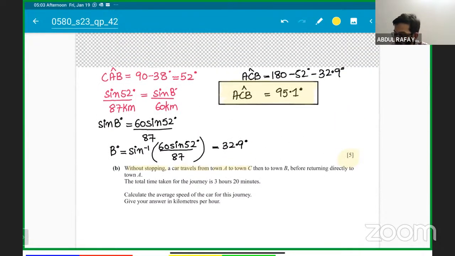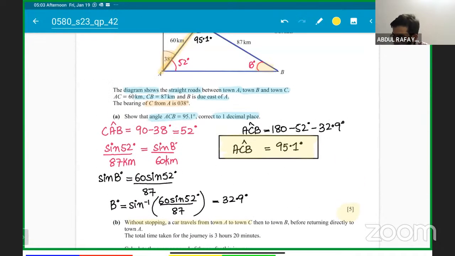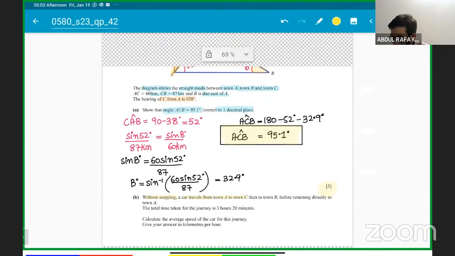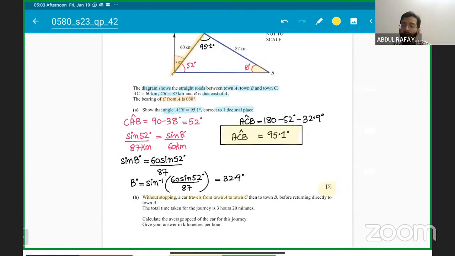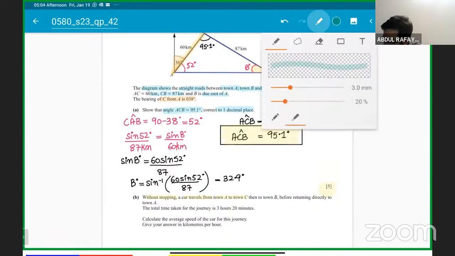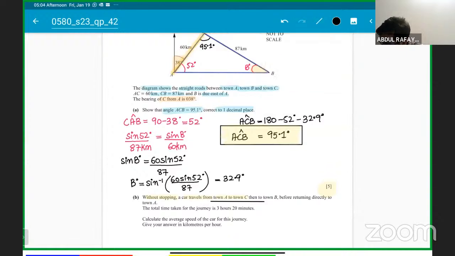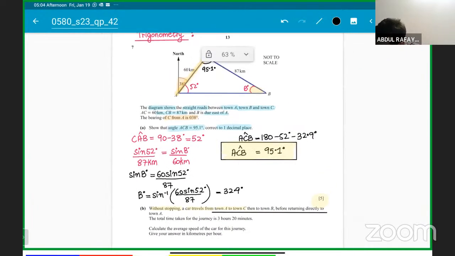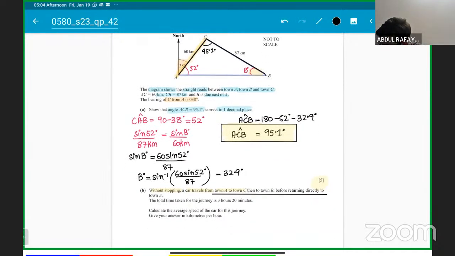Okay, let's continue. Once we have found all the angles, now without stopping, follow carefully. The sine rule is applied. Definitely if they have tested your sine rule, they will test your cosine rule as well. So follow carefully. They are saying without stopping, a car is traveling from town A to town C, then to town B, before returning directly from B to town A.